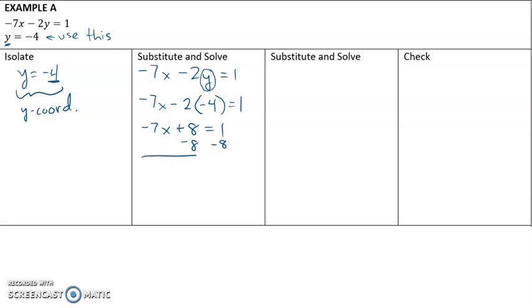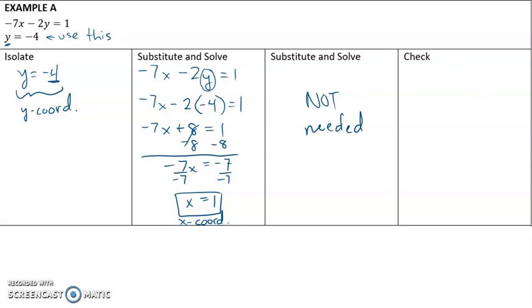We're going to subtract 8 from both sides. And then we divide by the coefficient because we always want to end up with positive 1 as the coefficient. So we get x equals 1. That should be my x coordinate. I love that it gave me that first one because I don't actually need this space over here. I already have a solution. I think my solution is where x is 1 and y is negative 4.